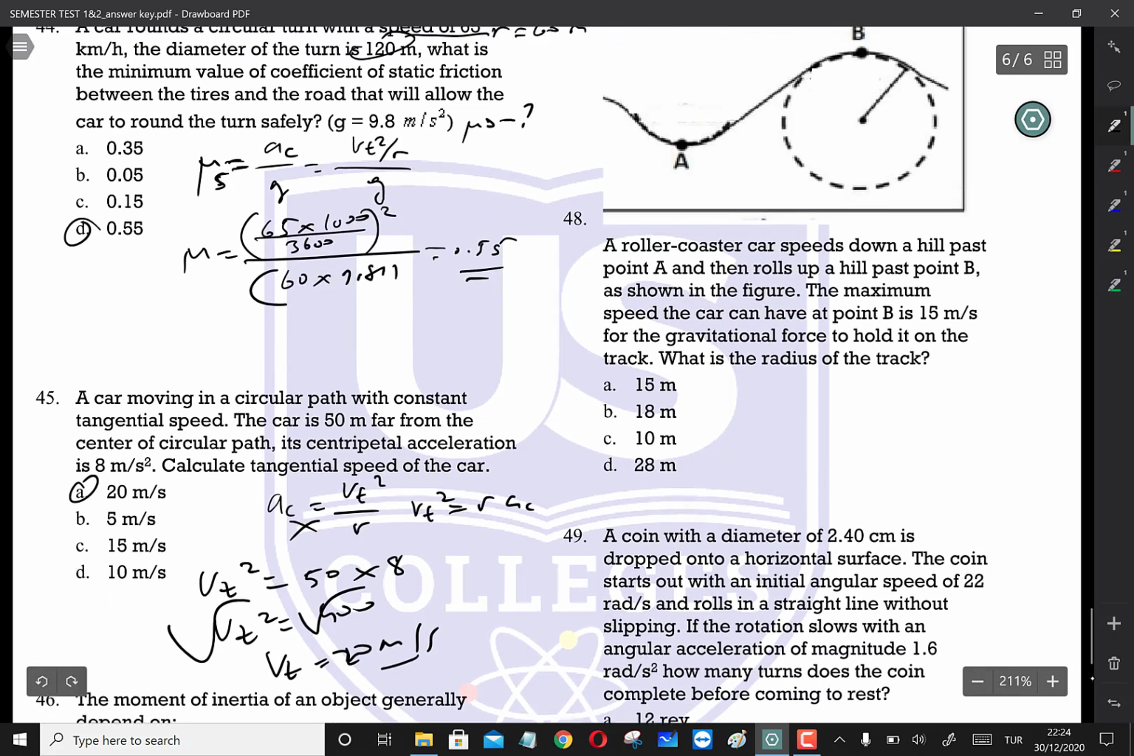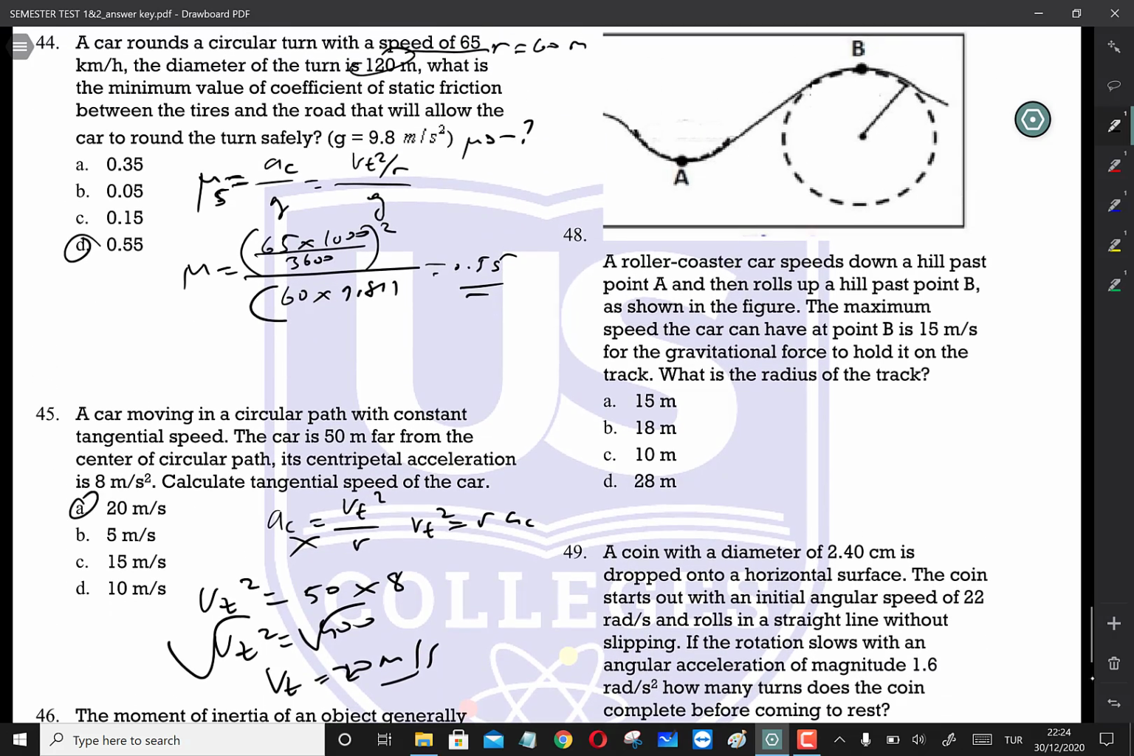A roller coaster car speeds down a hill past point A and then rolls up past point B as shown in the figure. The maximum speed the car can have at point B is 15 meters per second for gravitational force to hold it in track. What is the radius of the track? Which means gravitational force is the only centripetal force. So we are going to say that centripetal force is equal to gravitational force.